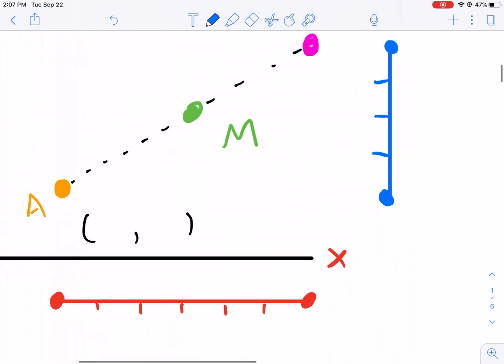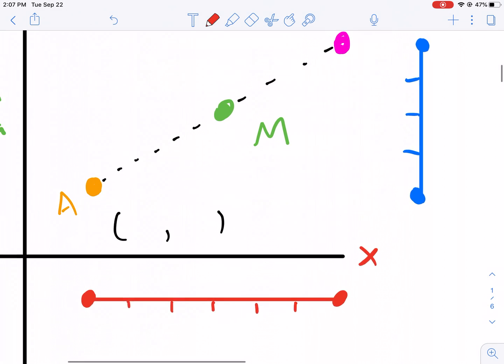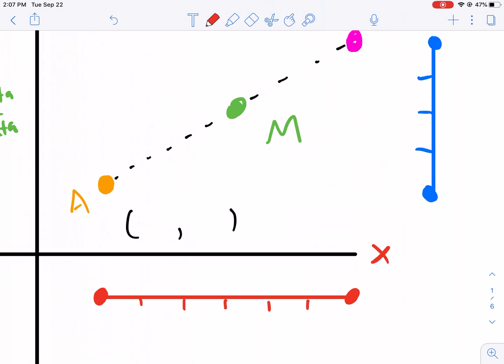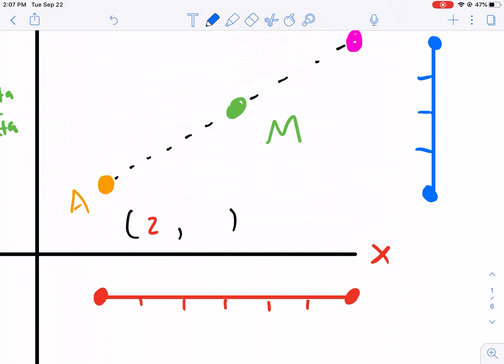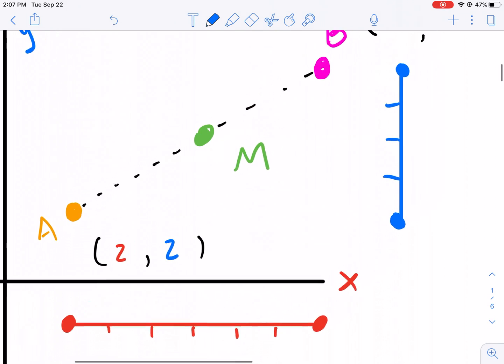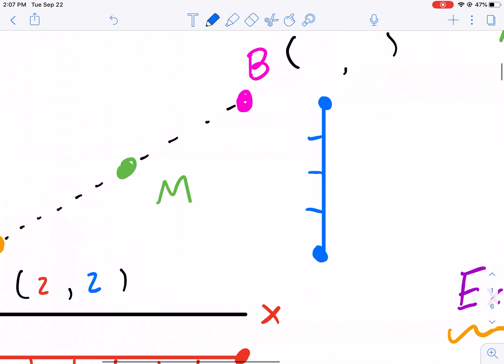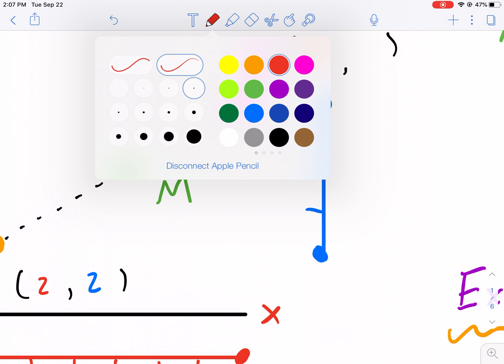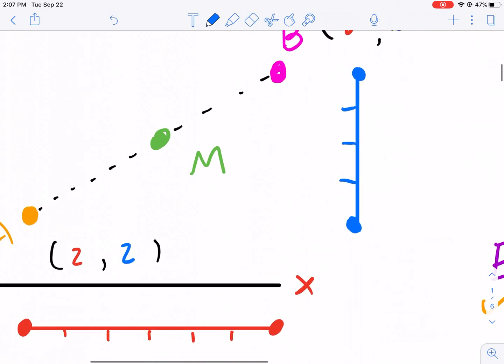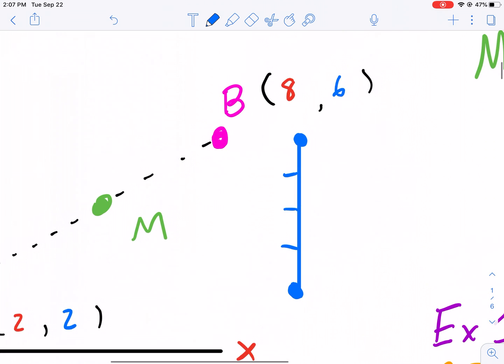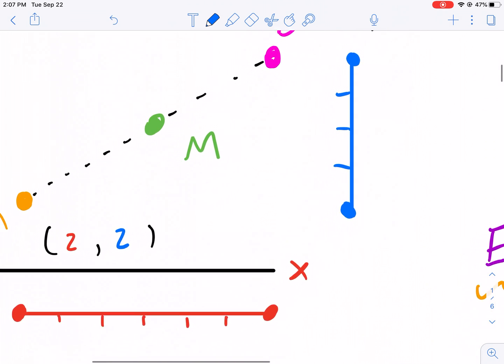Now, let's give some values to these endpoints here. So let's call A 2, comma 2. Okay, now let's call B 8, comma, how high does it go? We'll call it 6. So we have 2, comma 2, A, and then 8, comma 6, B. How do we find the midpoint of B?